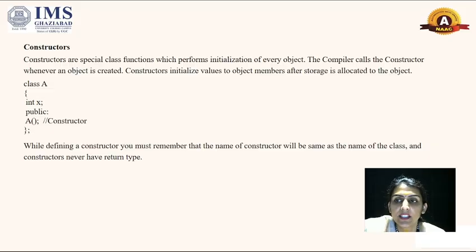In the example you can see there is a class named A. It has X as an integer and then the constructor is called, that is A. The name of the constructor is the same as the name of the class. While defining a constructor, you must remember that the name of the constructor will be the same as the name of the class and constructors can never have any return type. Here we are seeing that when the constructor is called, then that particular class is initialized. It means that the data members which are there in the class are initialized.